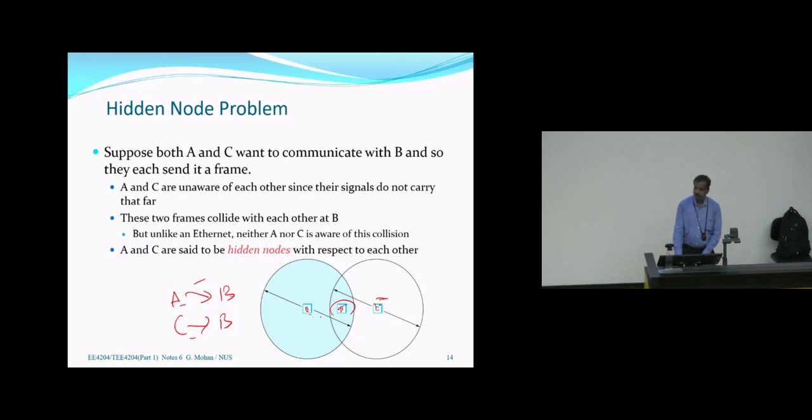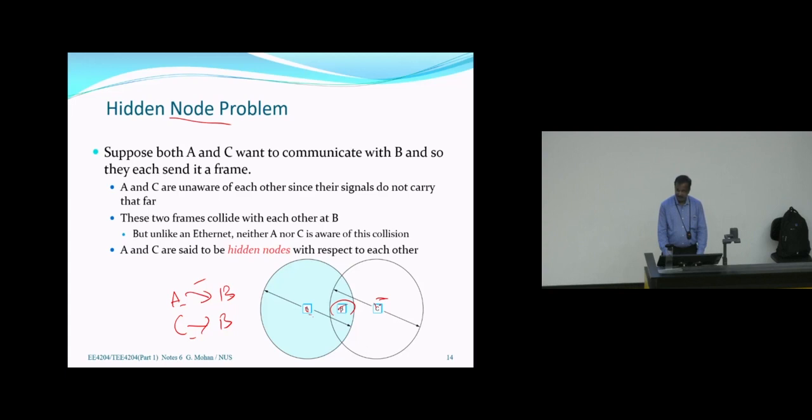Why is there a collision at B? B receives two signals at the same time, so there is a collision at B. So there's a hidden node problem. We saw that the protocol should take care of this kind of situation. Is that okay?